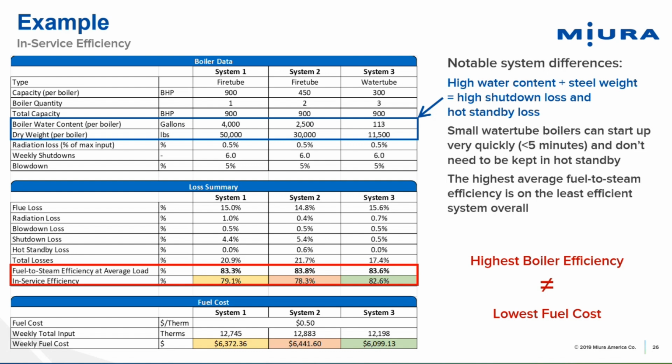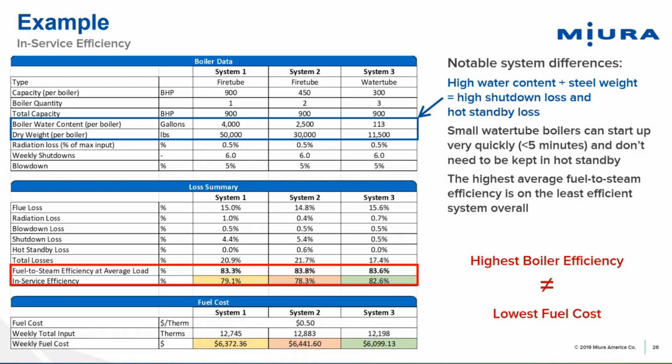And a really important note is that the highest average fuel to steam efficiency is actually on the least efficient system overall. So System 2, which is two 450 boiler horsepower fire tube boilers, the fuel to steam efficiency is that 83.8% efficiency that we talked about, because that boiler is operating at its max load. It's where we sized it for, right? However, in-service efficiency is much lower because that second boiler is being kept hot, and you've got very high shutdown losses here as well.